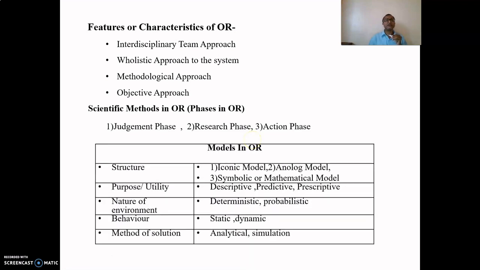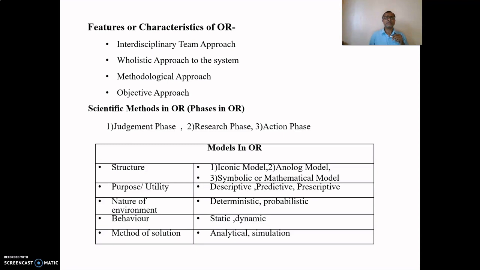The next one is the different types of models in operation research. These models are classified as shown in the following table. According to structure, these models are the iconic model, analog model, and symbolic or mathematical model. By purpose or utility, that is application wise, they are descriptive, predictive or prescriptive models. By nature of environment, they are deterministic or probabilistic; by behavior, static or dynamic; and by method of solution, analytical solution or simulation solution.